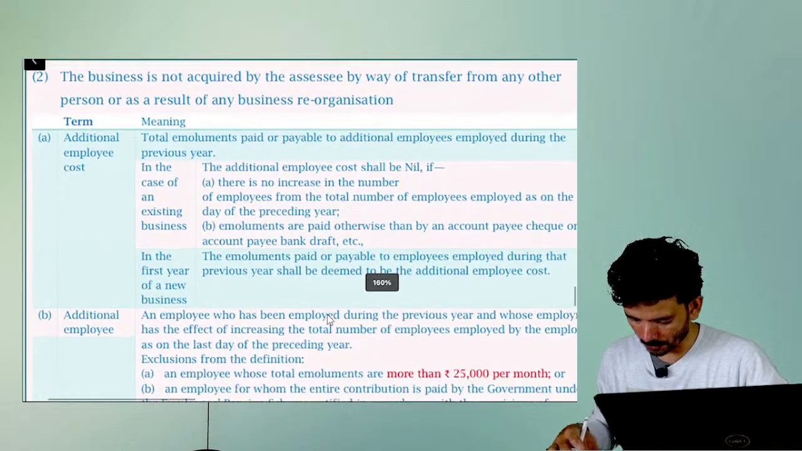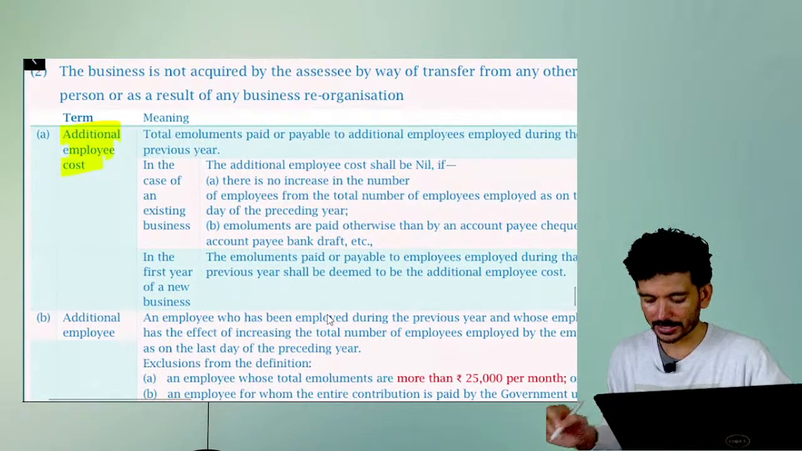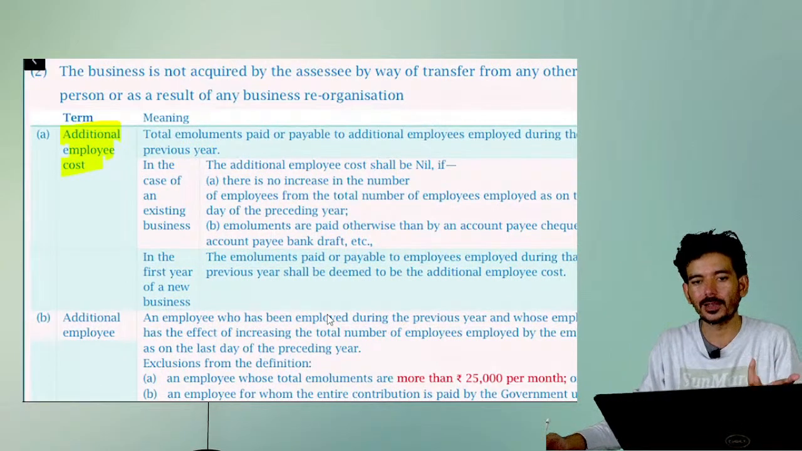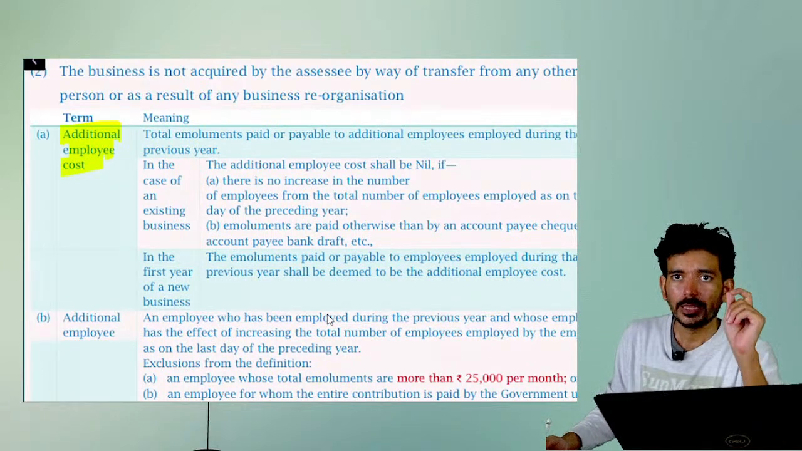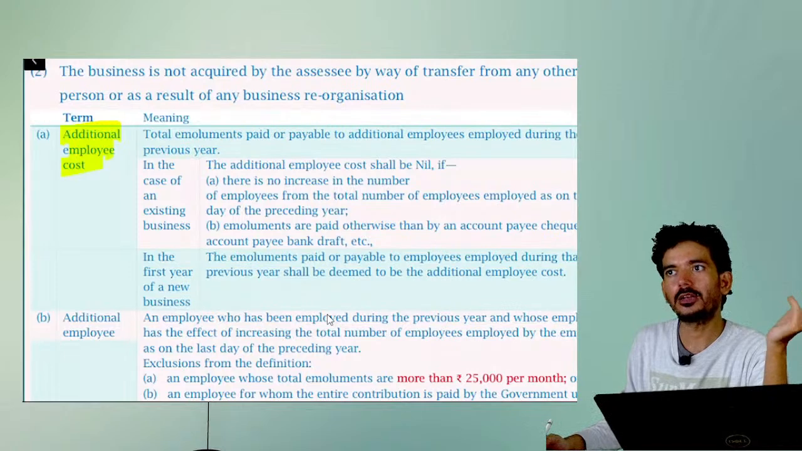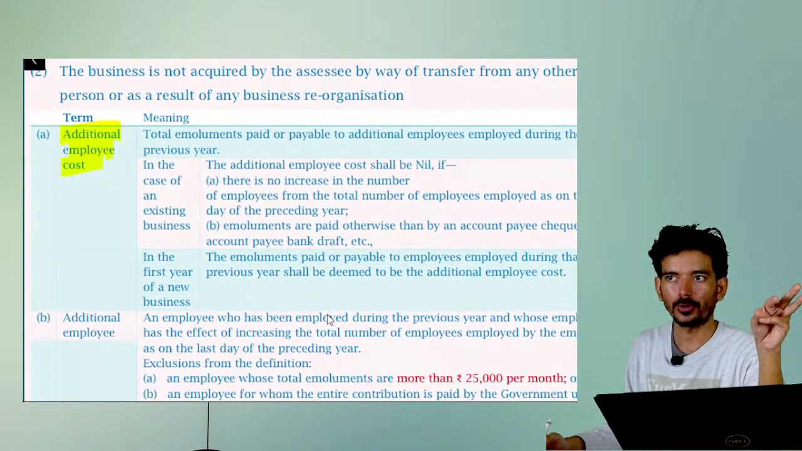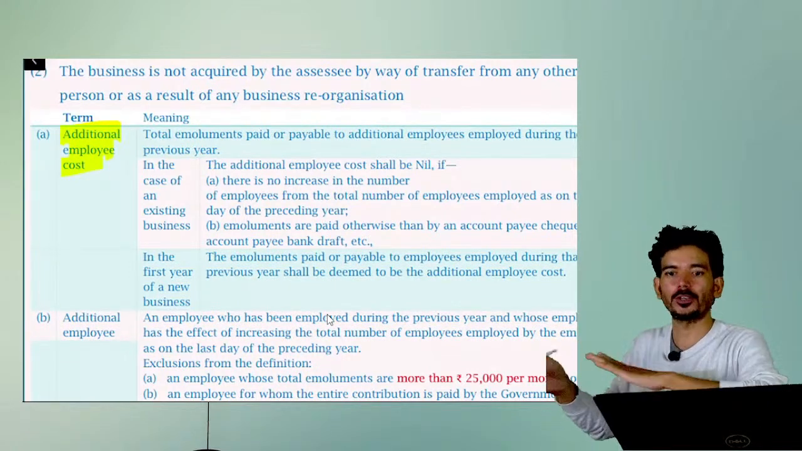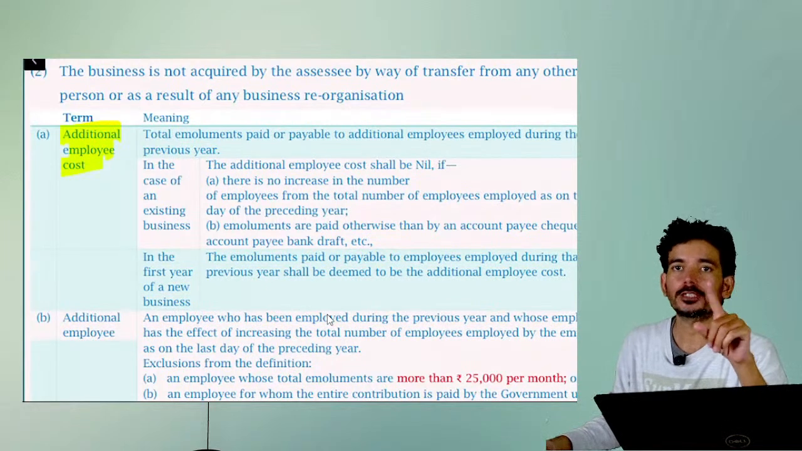But what is more important is that when you call someone an additional employee, there should be an increase in employees from your previous year. Last year I had 100 employees, so there should be some increase in the employees. For the same employees, I cannot say there is an addition.